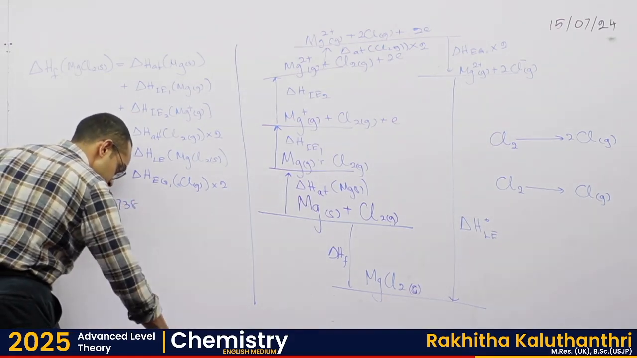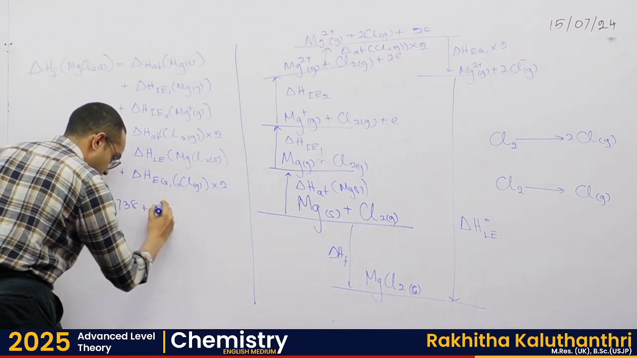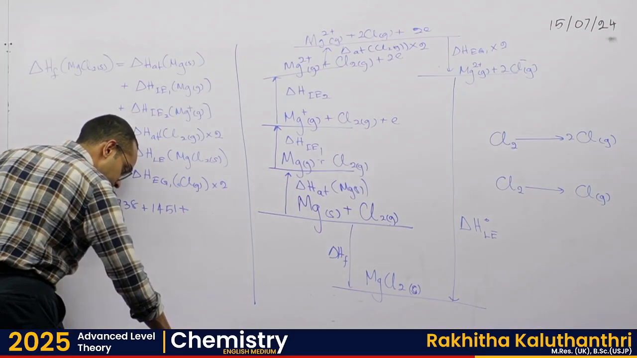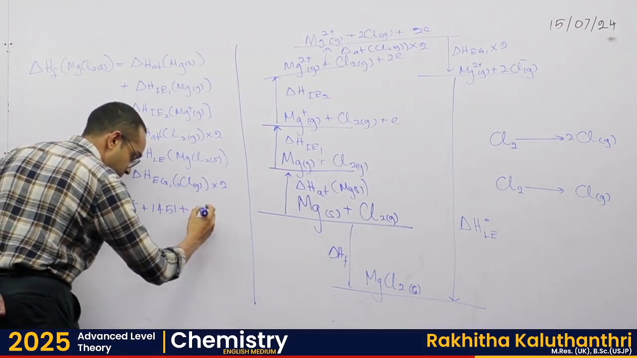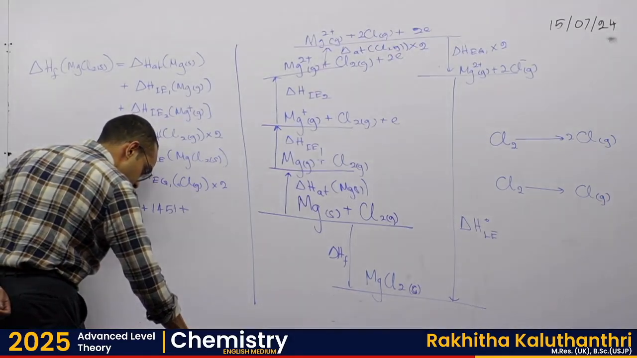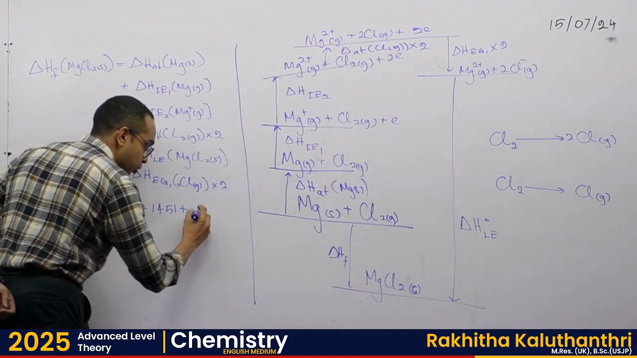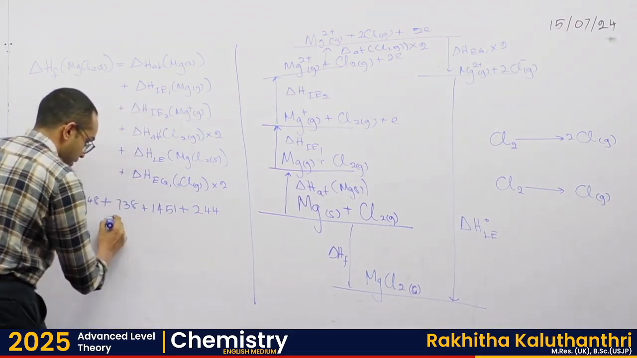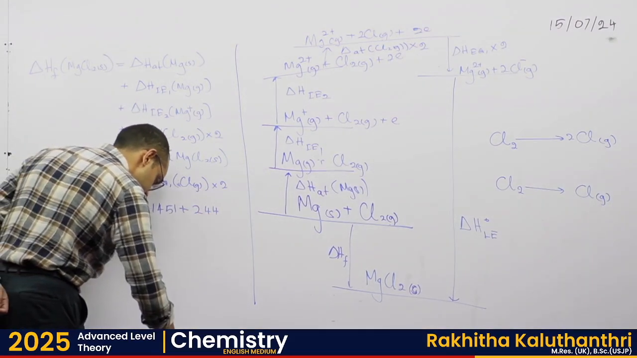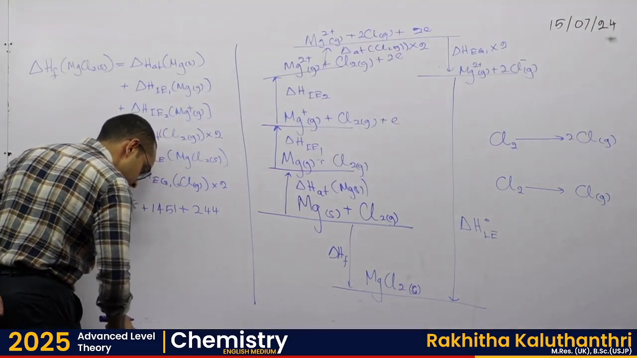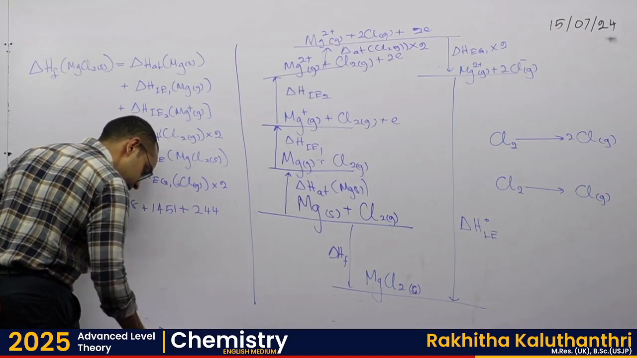738. Second ionization of magnesium is 1451, and then we have atomization of chlorine. So atomization of chlorine is going to be 122. Enthalpy change of atomization is plus 122. So we have to multiply that by 2 and write. So that will be 244, plus enthalpy change of formation of magnesium chloride is given. Lattice energy is also given to you. So you are trying to find the electron gain here.